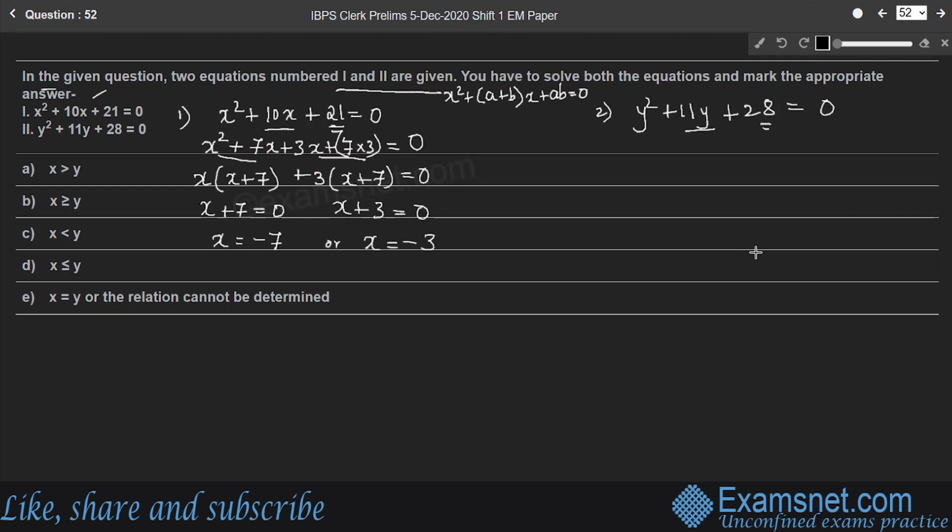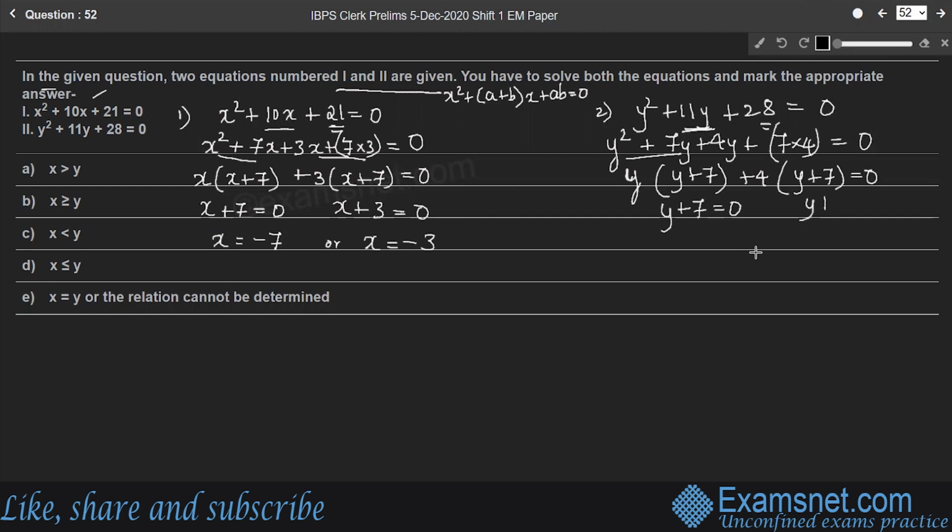Let us consider the second equation where the middle term is 11y. So this 11y can be written as 7y plus 4y, and 28 can be written as 7 into 4, right? So here y is common, so y into (y plus 7), plus 4 is common, so into (y plus 7) is equal to 0. Therefore, y plus 7 is equal to 0 or y plus 4 is equal to 0, right? Therefore, y is equal to minus 7 or y is equal to minus 4.